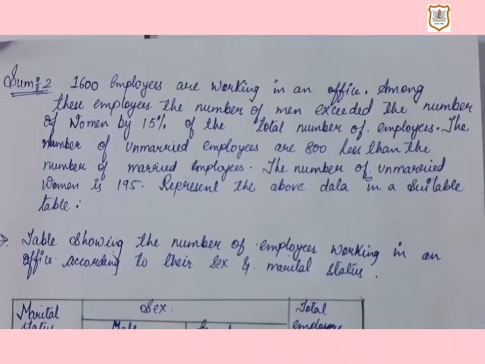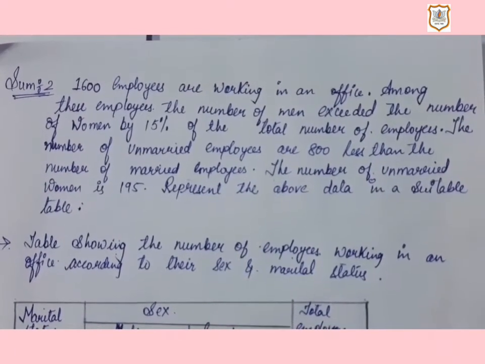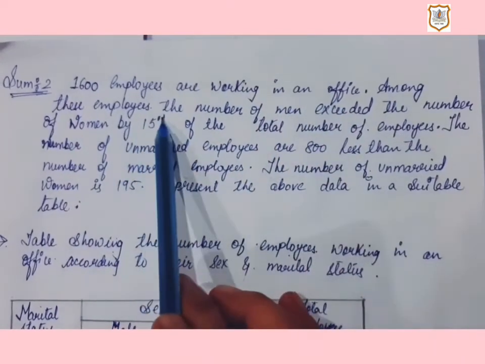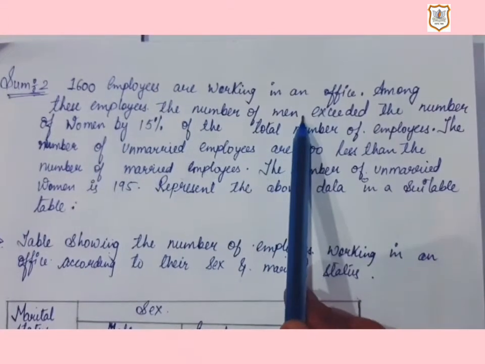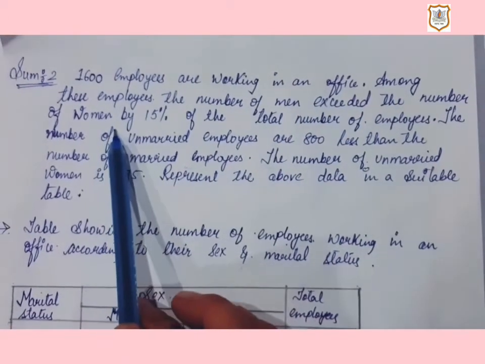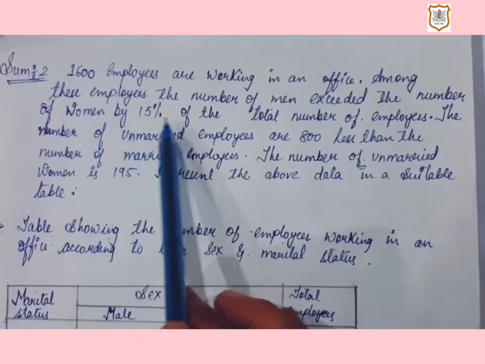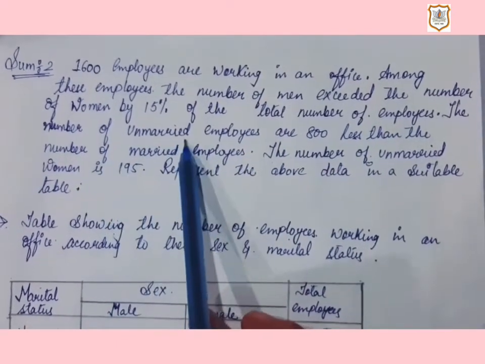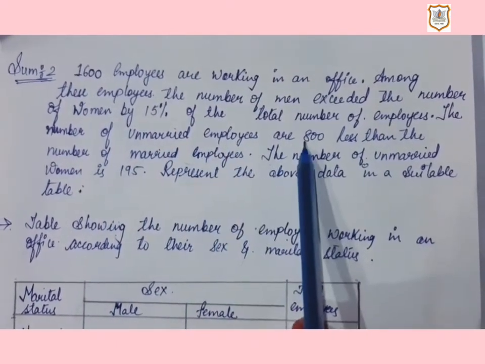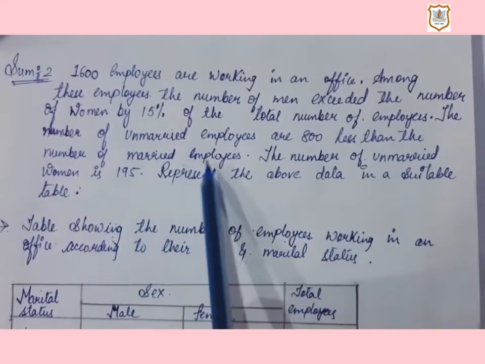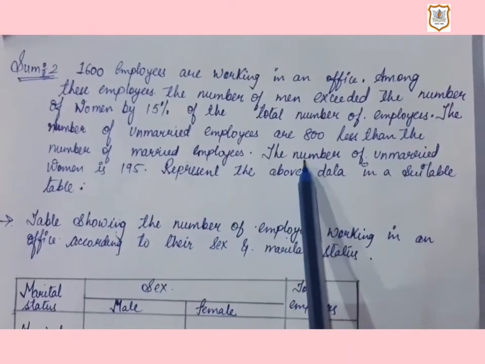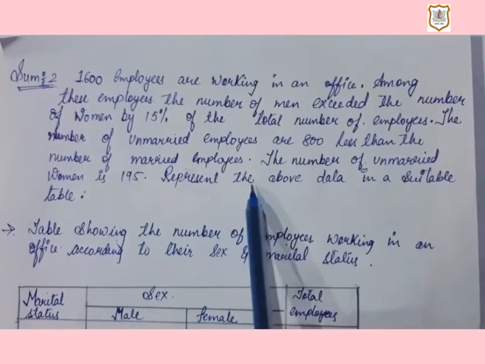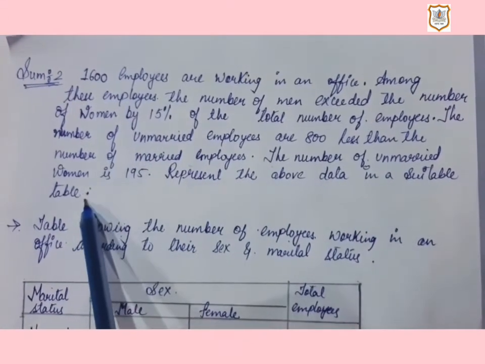And now let's continue with the sum number 2. 1600 employees are working in an office. Among these employees, the number of men exceeds the number of women by 15% of the total number of employees. The number of unmarried employees is 800 less than the number of married employees. The number of unmarried women is 195. Represent the above data in a suitable table.